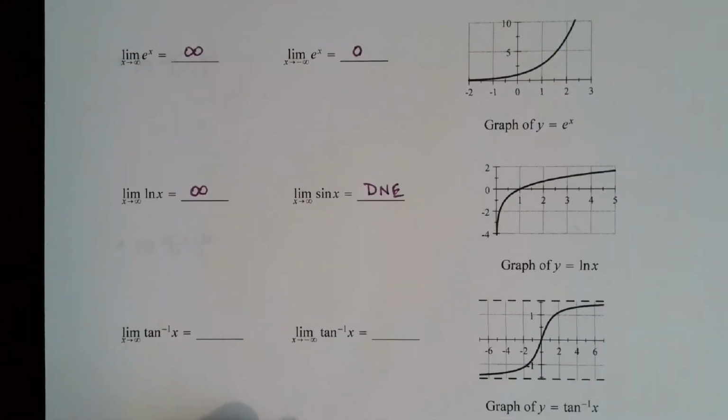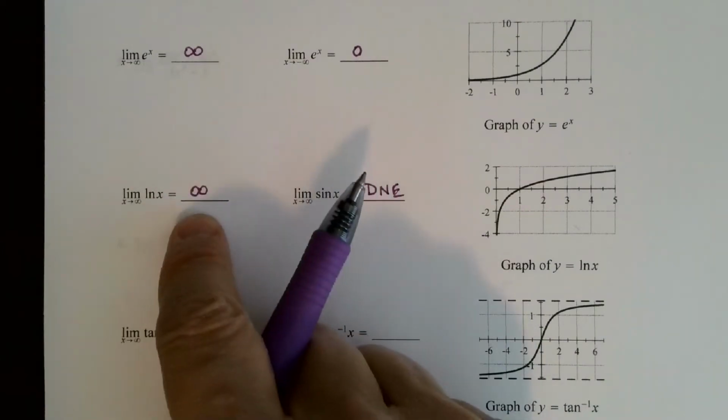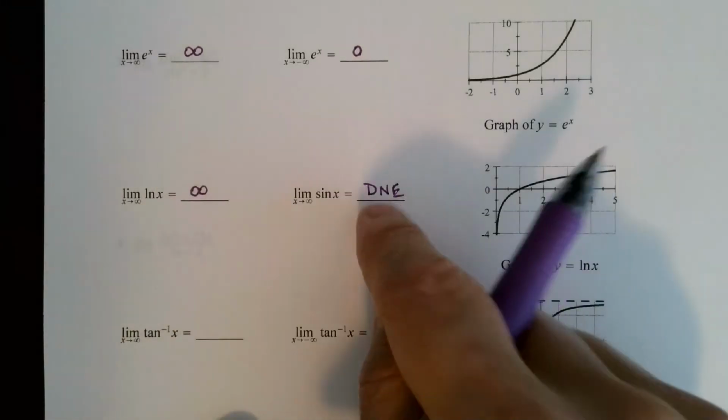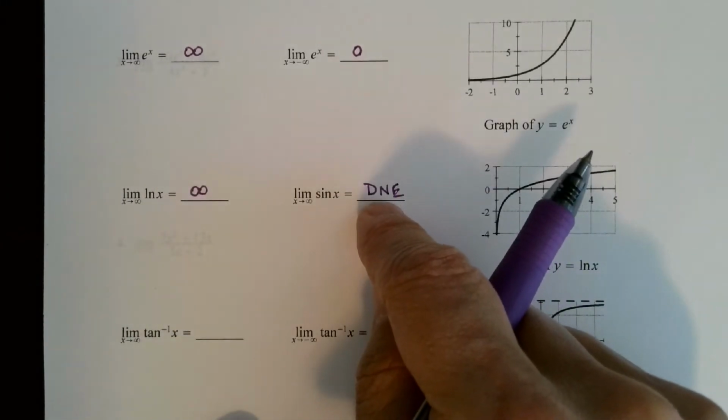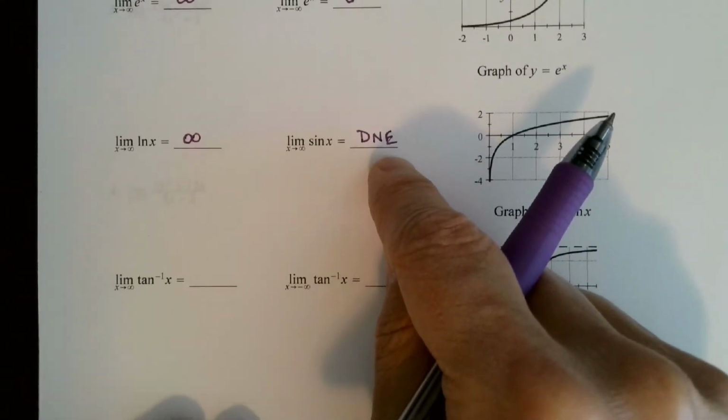We don't approach anything. It's not an infinite limit, right? I mean, these other limits technically don't exist as finite numbers, but they're clearly going to infinity. This one does not. It just bounces back and forth between -1 and 1 forever. Right? So this is not approaching any finite value.